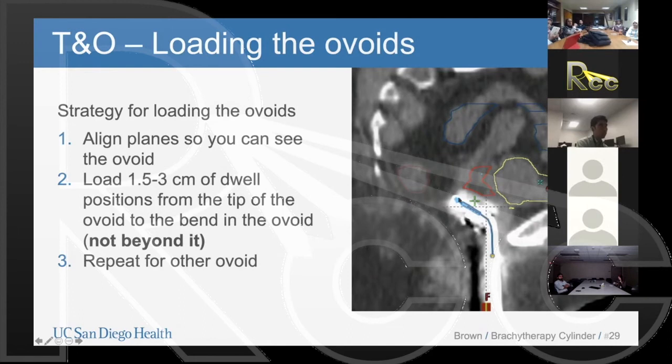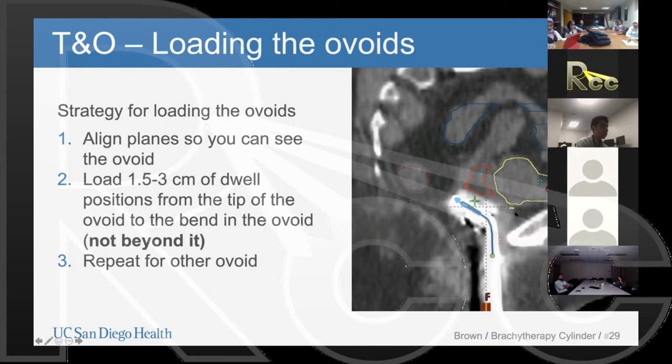In some cases, if the rectum was unfortunately right here and the bladder was very far away on this side, we can consider coming away from the tip of the ovoid. But again, this is a call you're going to have to make. Just by scrolling through this image, you can see that as a general rule you want to try and be in the middle between the rectum and the bladder, so we can get as close as possible to the HRCTV while avoiding those organs. And we don't want to put any dwell positions past the bend here. It's not giving us any additional benefit and probably making it difficult for us to avoid going over the bladder tolerance doses.